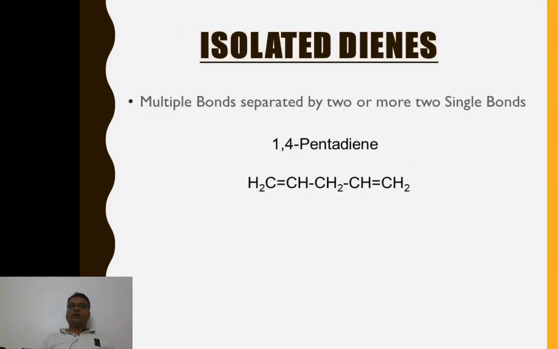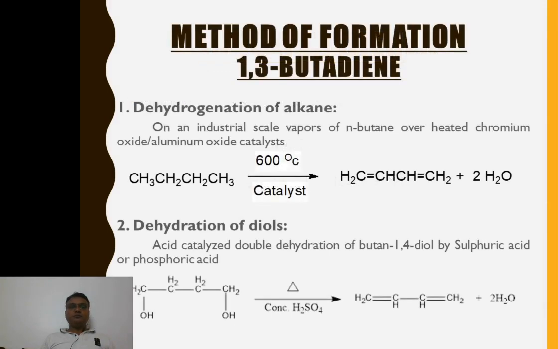Third is the isolated dienes, in which the double bonds are separated by two or more single bonds, while 1,4-pentadiene is one example of an isolated diene in which two double bonds are separated by two single bonds. So in this way, dienes are classified into three types: conjugated dienes, isolated dienes, and cumulated dienes, on the basis of the separation of the two double bonds.